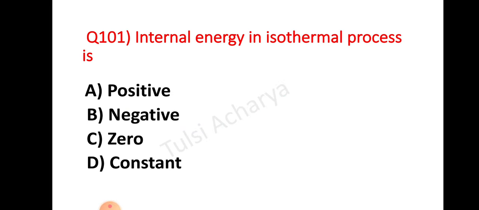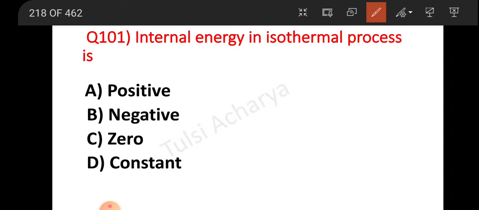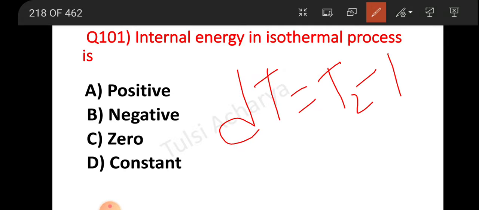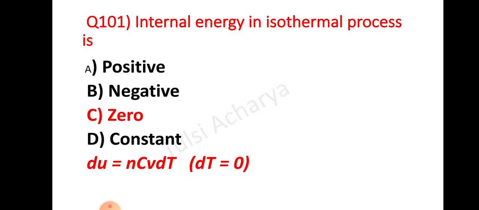Now let's move to question number 101. The internal energy of isothermal process is, we know that in isothermal process change in temperature is 0, because change in temperature is T2 minus T1 or T1 minus T2. In isothermal process temperature is always the same, so change in temperature is 0. If change in temperature is 0, internal energy will also be 0, because internal energy is given by n Cv dT. So option choice C is the correct answer for question number 101.